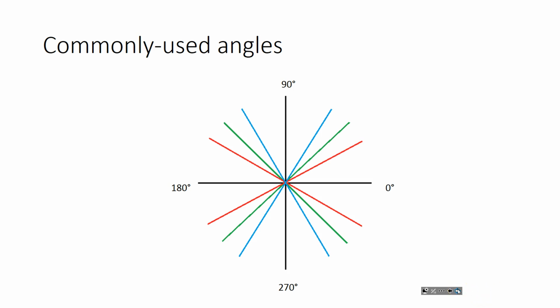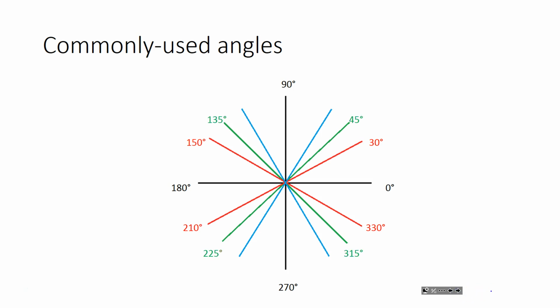Let's look next at the red lines which I've drawn here. The red lines would correspond to 30 degrees, 150 degrees, 210, and 330 degrees. What I'd like you to notice is that in each case, these angles marked in red are exactly 30 degrees from the x-axis. Now let's look at the angles determined by the green lines.